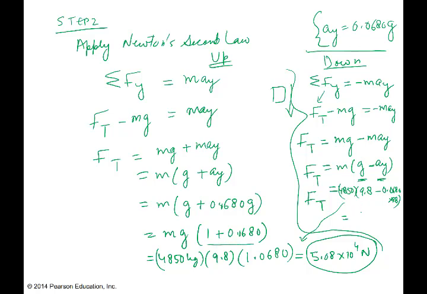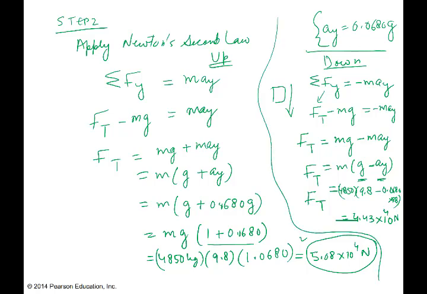So you end up getting 4.43 times 10 to the power of 4 newtons. So this confirms that when we are going down the elevator, we weigh lesser.